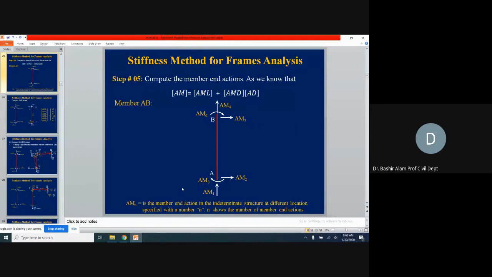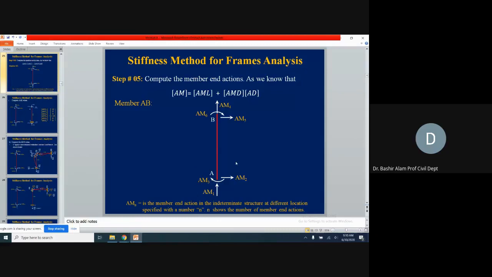Upward followed by rightward followed by the moment. That is my labeling sequence. Then I go to the far end, again upward, rightward, and the moment, which is clockwise. So AM 1, 2, 3, 4, 5, 6. Remember, in this sequence we are bound to follow the same sequence for the AMLs and for the AMDs also.